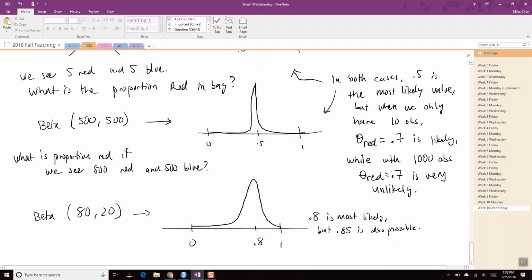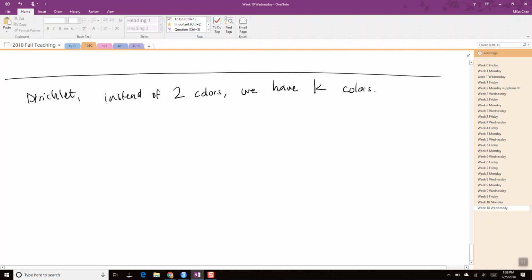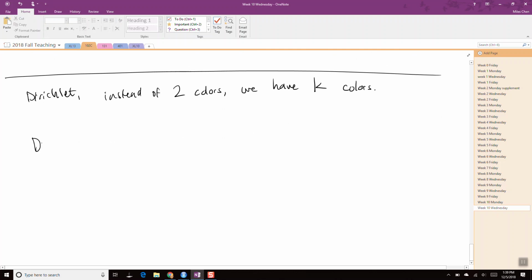The way the Dirichlet works is your bag of marbles no longer has 2 colors, it now has K colors. In our case, we've got 59 words, so 59 colors in our bag. So for simplicity, for the Dirichlet, instead of 2 colors, we have K colors.